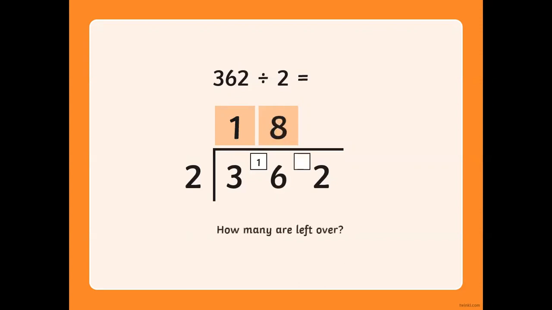Guys, at this point, how many is left over? Is there any left over? 16 divided by 2 is 8. So there is no leftover, which means you don't have to write anything. It's a 0. And so you answer the next question, which is just 2 divided by 2. That would give you the answer 1. So 362 divided by 2 is 181.